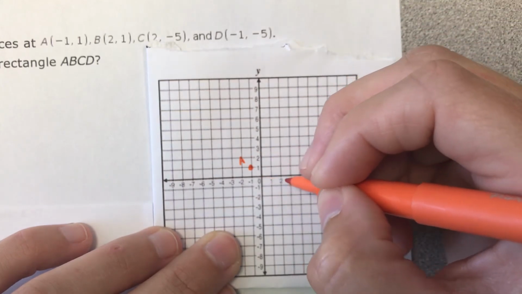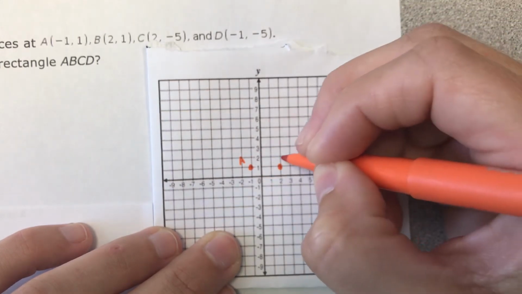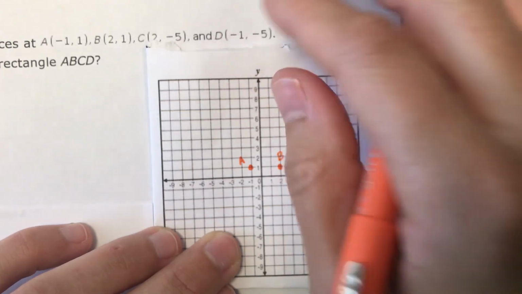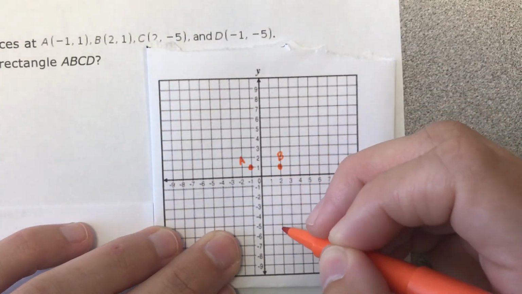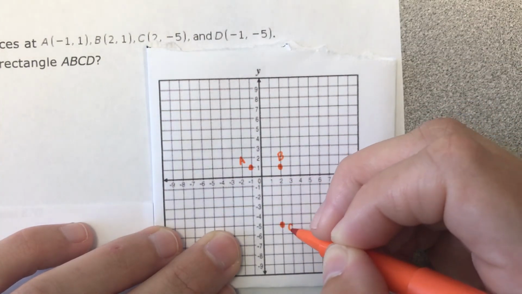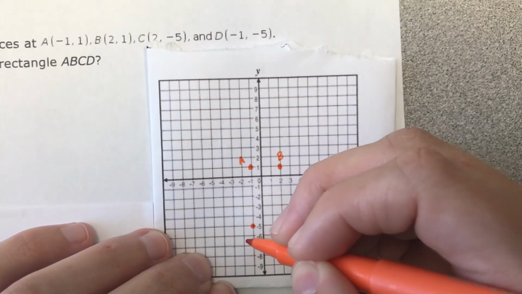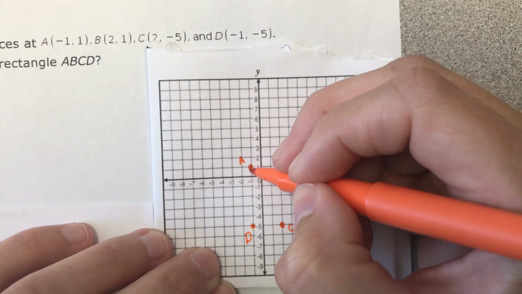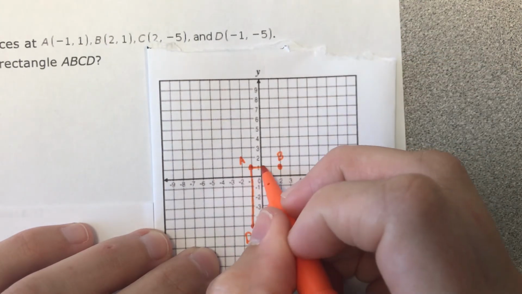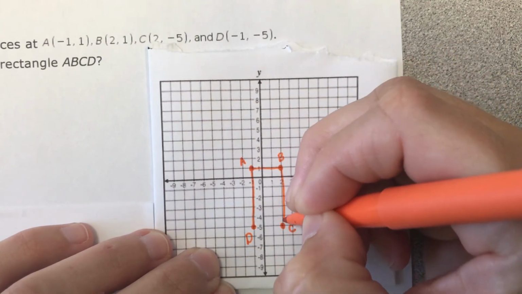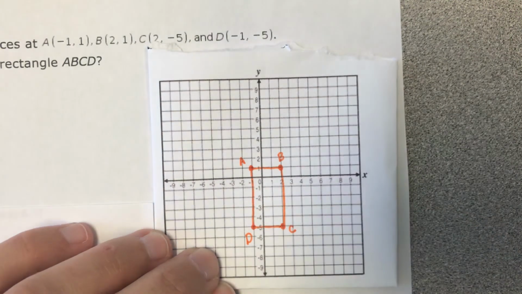Then we have +2, +1. Then we have +2, -5. Then we have -1, -5. Okay, so let's connect these sides. Okay, so there's my rectangle.